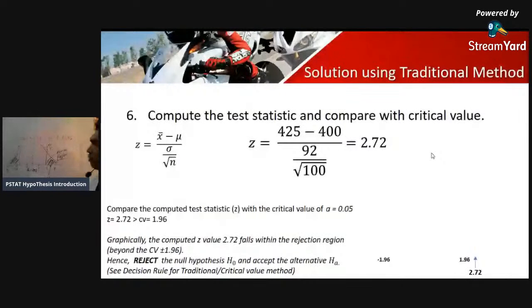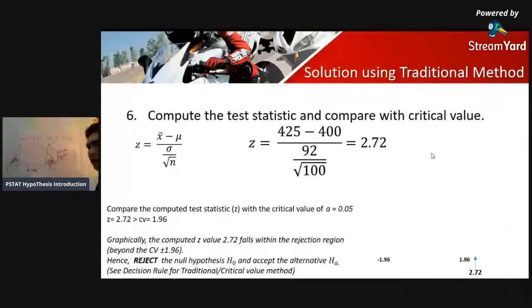Just compute the appropriate test statistic, Z or T test, and then you compare it with the confidence coefficient. You can use the graphical method to identify the location of the test statistic, and you decide what rule you are going to apply. Based on the rule, once the positive z value or the positive test statistic is greater than the confidence coefficient, we reject the null hypothesis.